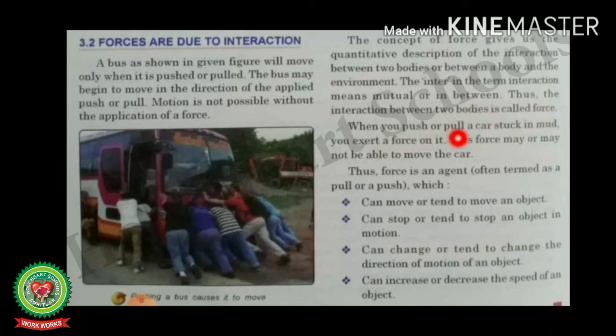When you push or pull a car stuck in mud, you exert a force on it. This force may or may not be able to move a car. Thus, force is an agent which can move or tend to move an object, and it can also stop or tend to stop an object in motion. It also changes the direction of the object. It can increase or decrease the speed of an object.